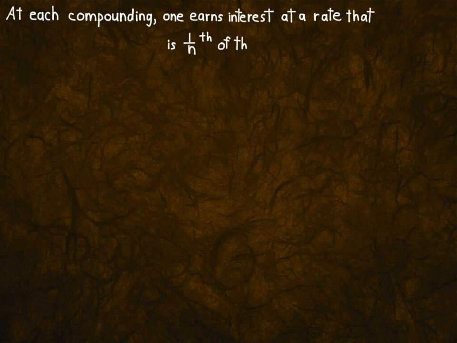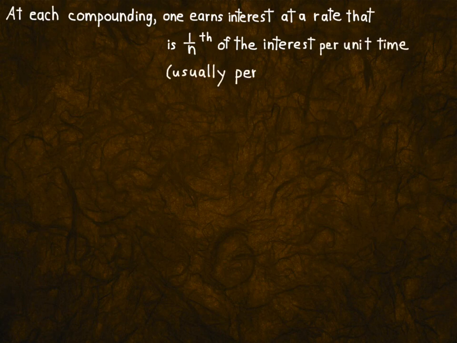So at each compounding, one earns interest at a rate that's 1/n of the interest per unit time, usually per year. So if you say you had 10% interest per year and you're doing it monthly, n would be 12 times per year. So you're compounding 12 times per year. So how much interest would you earn at each compounding? Well, you'd earn 10 divided by 12 because it's 10%. 10% is 0.1. 0.1 divided by 12.